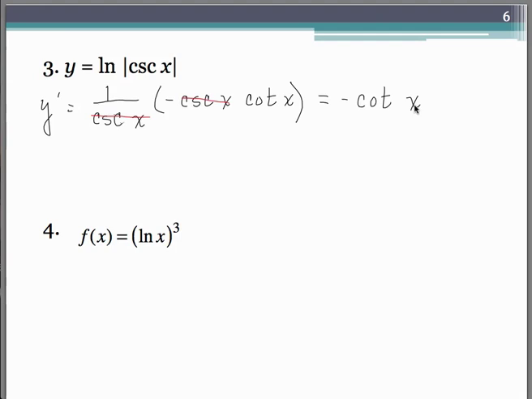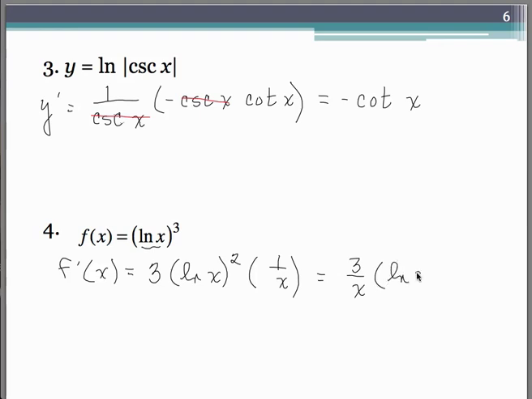Now the next one, number 4, is a classic chain rule type of problem. So 3 comes to the front. Keep the natural log of x. Now it's raised only to the second. Now we go inside and multiply by the derivative of natural log of x, so that's going to be 1 over x. Usually we'll just rewrite it to tidy it up a little bit so we can make it 3 over x times natural log of x, that quantity squared. And that would be our answer.